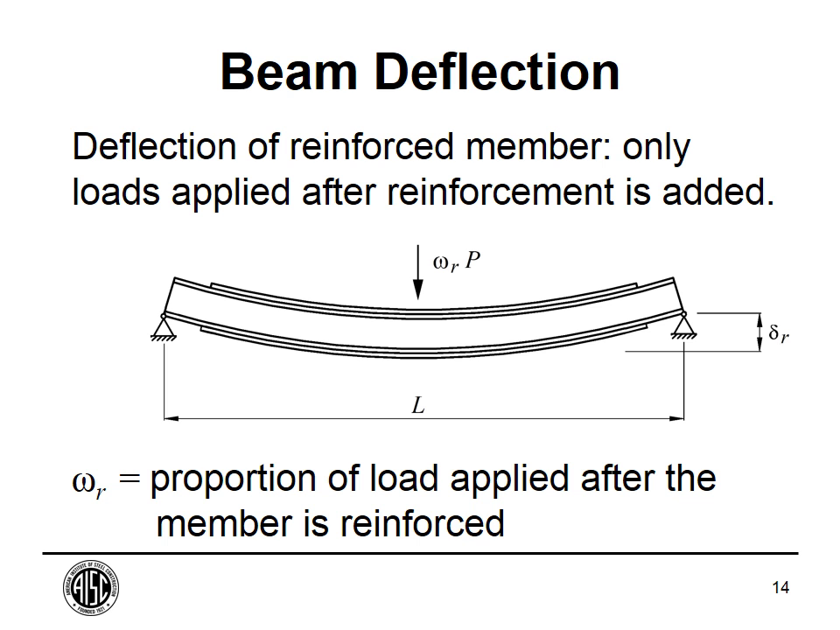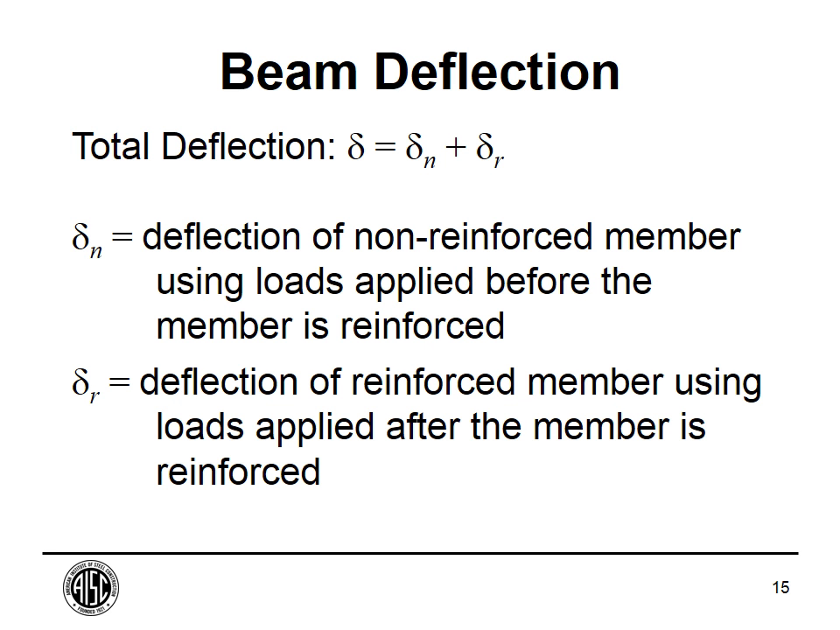So then we go in and reinforce that beam, and we've got this proportion of the load on there, omega sub r times P, and you get deflection delta sub r, which is for the loading and the deflection after the reinforcement has been added. So really, using superposition, all we have to do is add those two together.